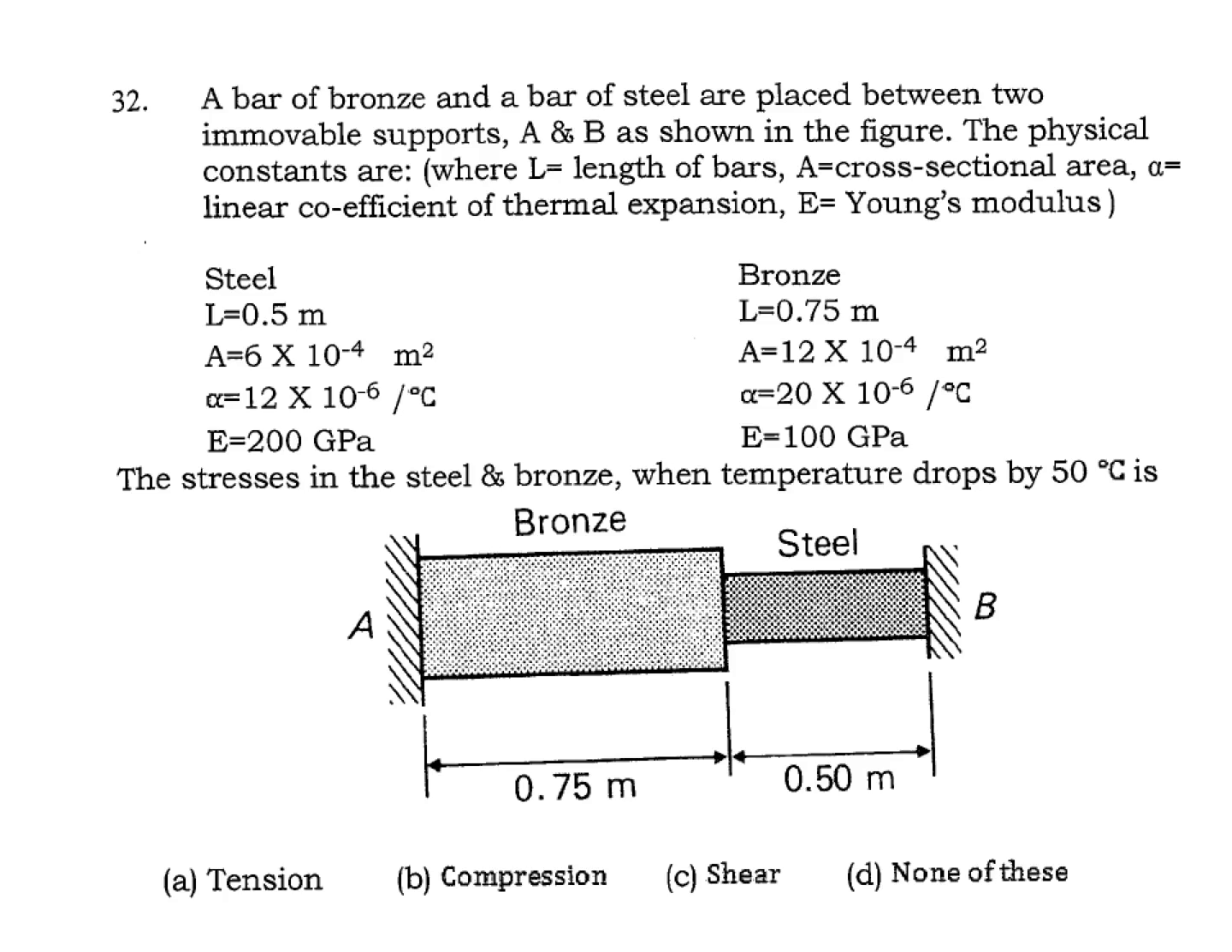This is a very simple question but looking like a very lengthy one. A bar of bronze and a bar of steel are placed between two immovable supports A and B as shown in the figure. The physical constants are given, where L equal to length of bars, A equal to cross-sectional area, alpha is linear coefficient of thermal expansion, E equal to Young's modulus. The values are given. The stresses in the steel and bronze when temperature drops by 50 degrees Celsius is how much?